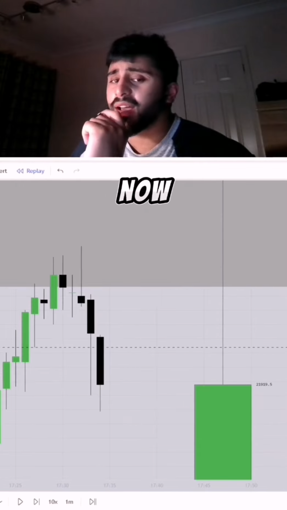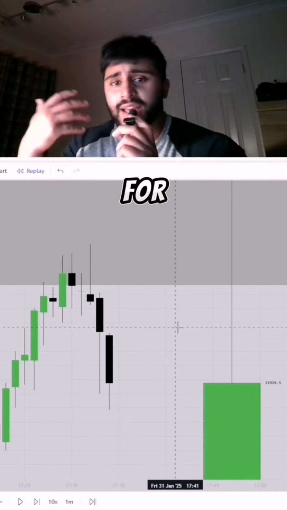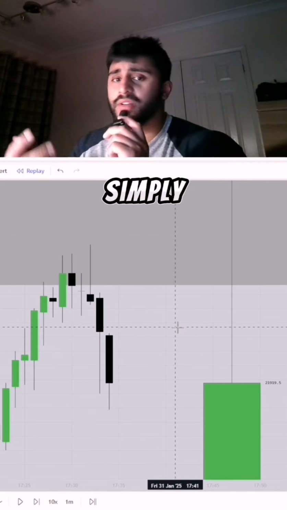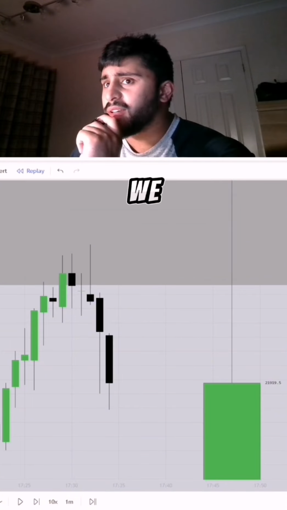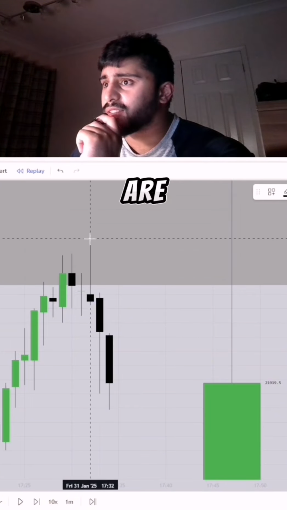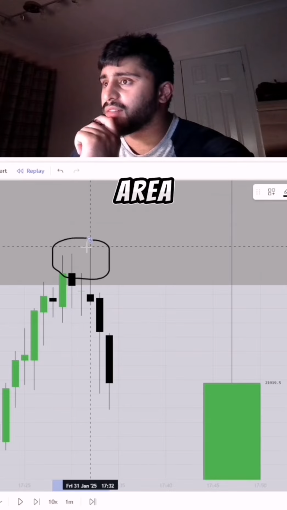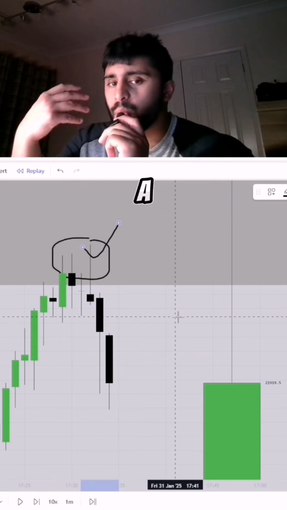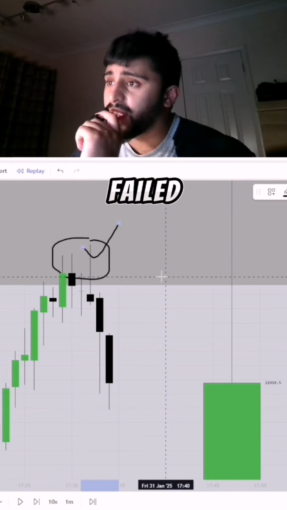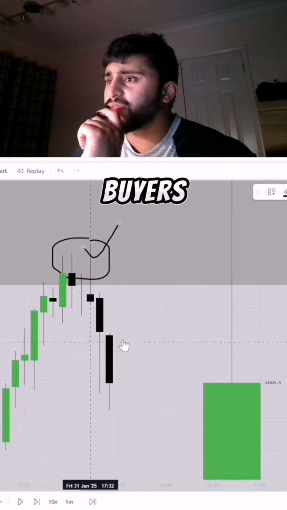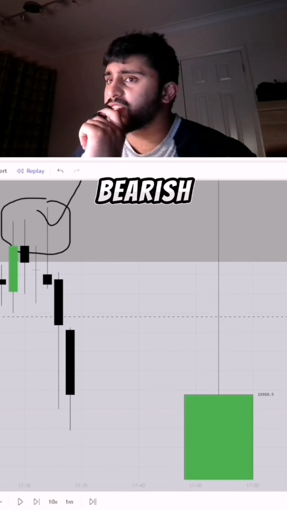So what we're looking for now when it comes to taking trades is really simple. We're looking for a change in state of delivery, or we're simply looking for a bearish fair value gap to be respected. So what we're seeing over here is very important. Let's break this down. So we are seeing wicks in this area. This is a good thing. When we see a wick rejection, this typically means that the buyers entering this level have failed to drive price higher. So when buyers fail, the next thing we're looking for is a bearish fair value gap.